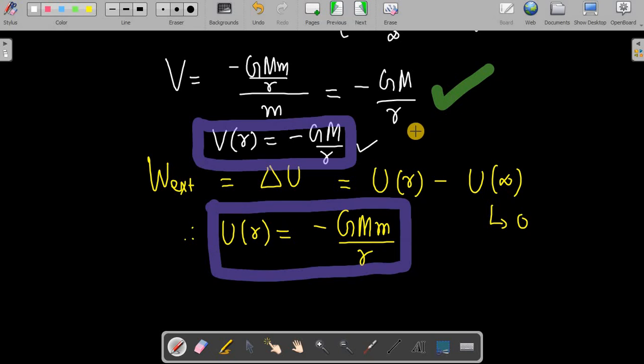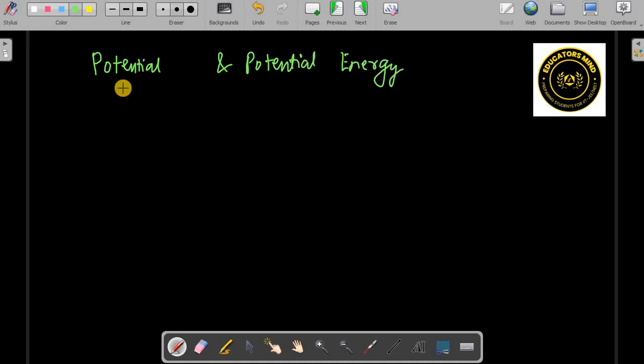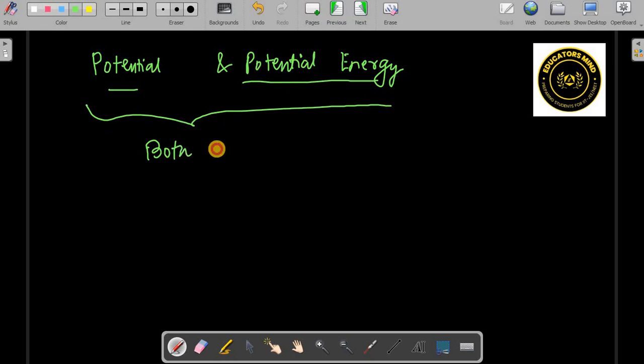Next we are going to see the calculation of potential and potential energy. Both are scalar quantities. First of all, we should note that both are scalar quantities.